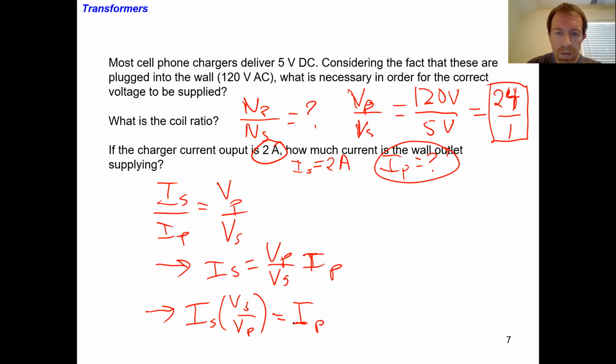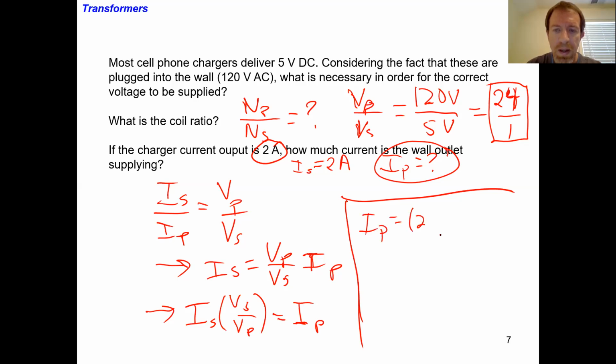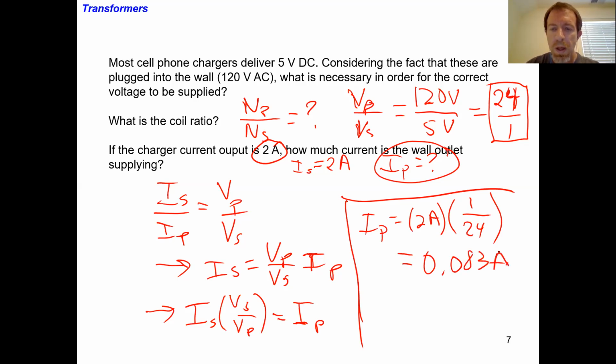All right, now that I've got all that, I can go ahead and fill in some values here. IP is equal to 2 amps, that's IS, times VS over VP. Well, what's VS over VP? Oh, that is 1 over 24. So it seems like the amount of current that's actually being supplied out of the wall outlet is 0.083 amps. All right, that's the way that works.